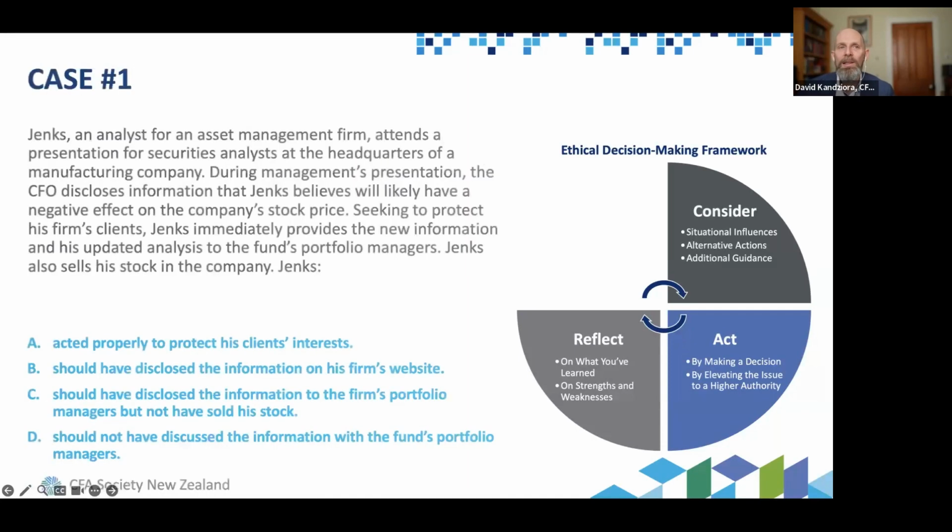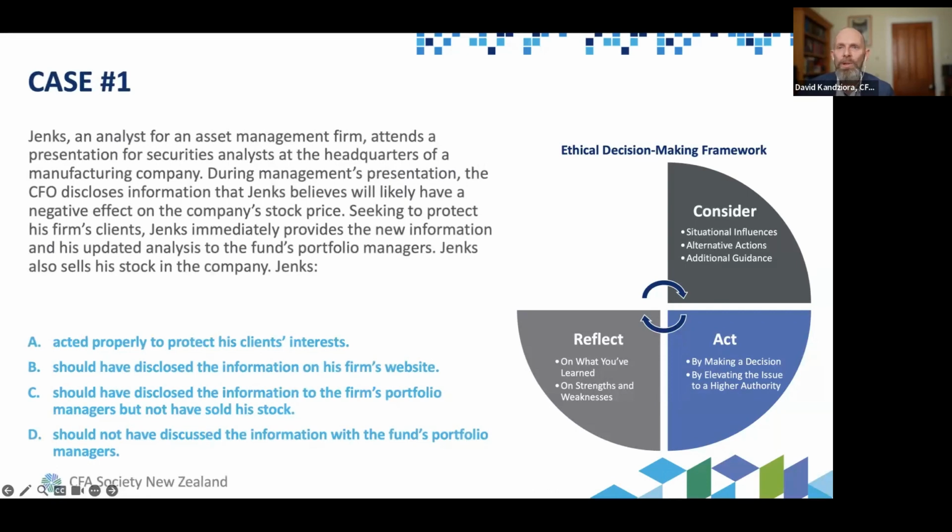So we've got case 1. I will read it through in case you're sitting there on the audio multitasking in your email box. So we've got Jenks. Jenks is an analyst for an asset management firm. He attends a presentation for securities analysts at the headquarters of a manufacturing company. During management's presentation, the CFO discloses information that Jenks believes will have a likely negative effect on the company's stock price. Seeking to protect his firm's clients, Jenks immediately provides the new information and his updated analysis to the fund's portfolio managers. Jenks also sells his stock in the company.